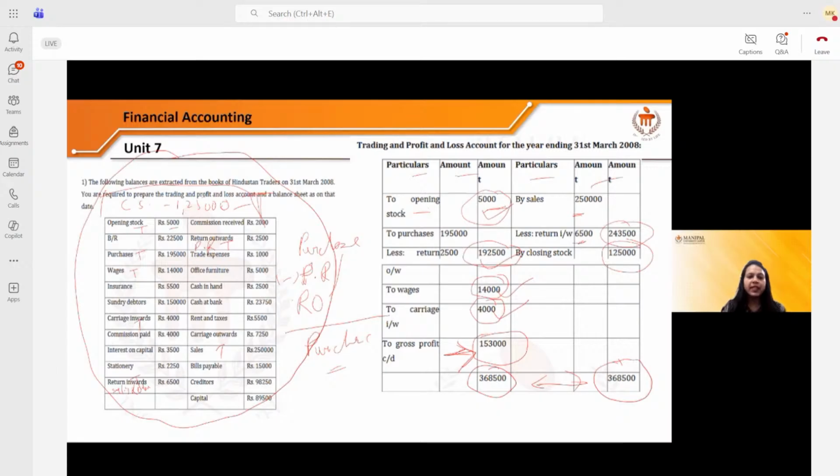Okay, now let me take the queries. Then if that is solved, I will move to the profit and loss account. Just let me take the query.